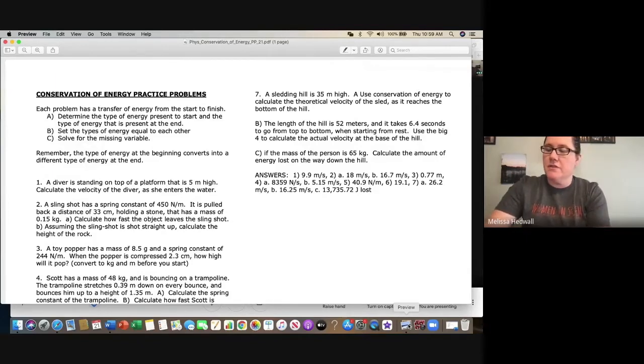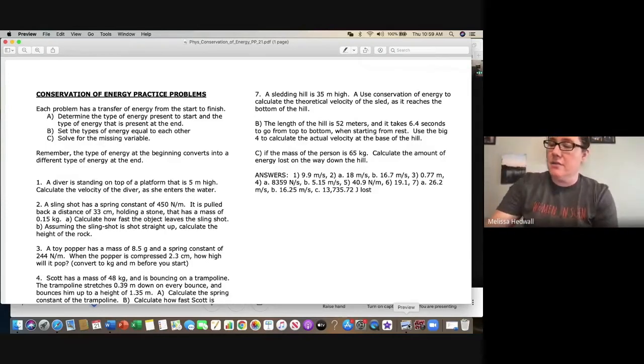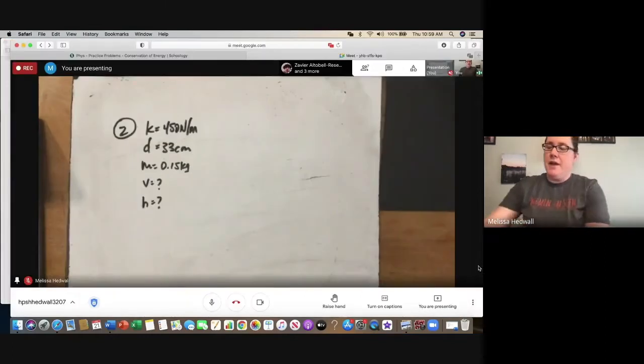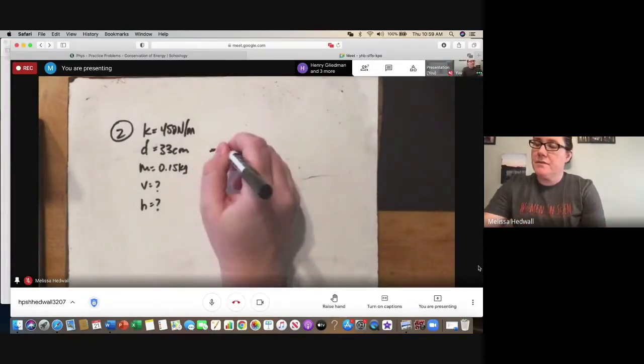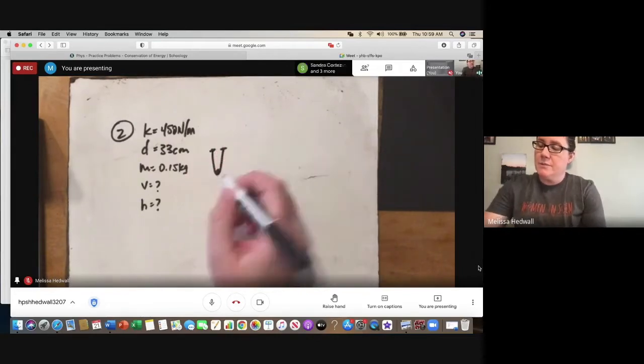So we'll be looking for V. And then, assuming the slingshot is shot straight up, calculate the height of the rock. And so this is what we have. We have our slingshot here. So that's the top of the slingshot. We're going to pull it back. We have a rock in here. And when it's pulled back, we have elastic energy.